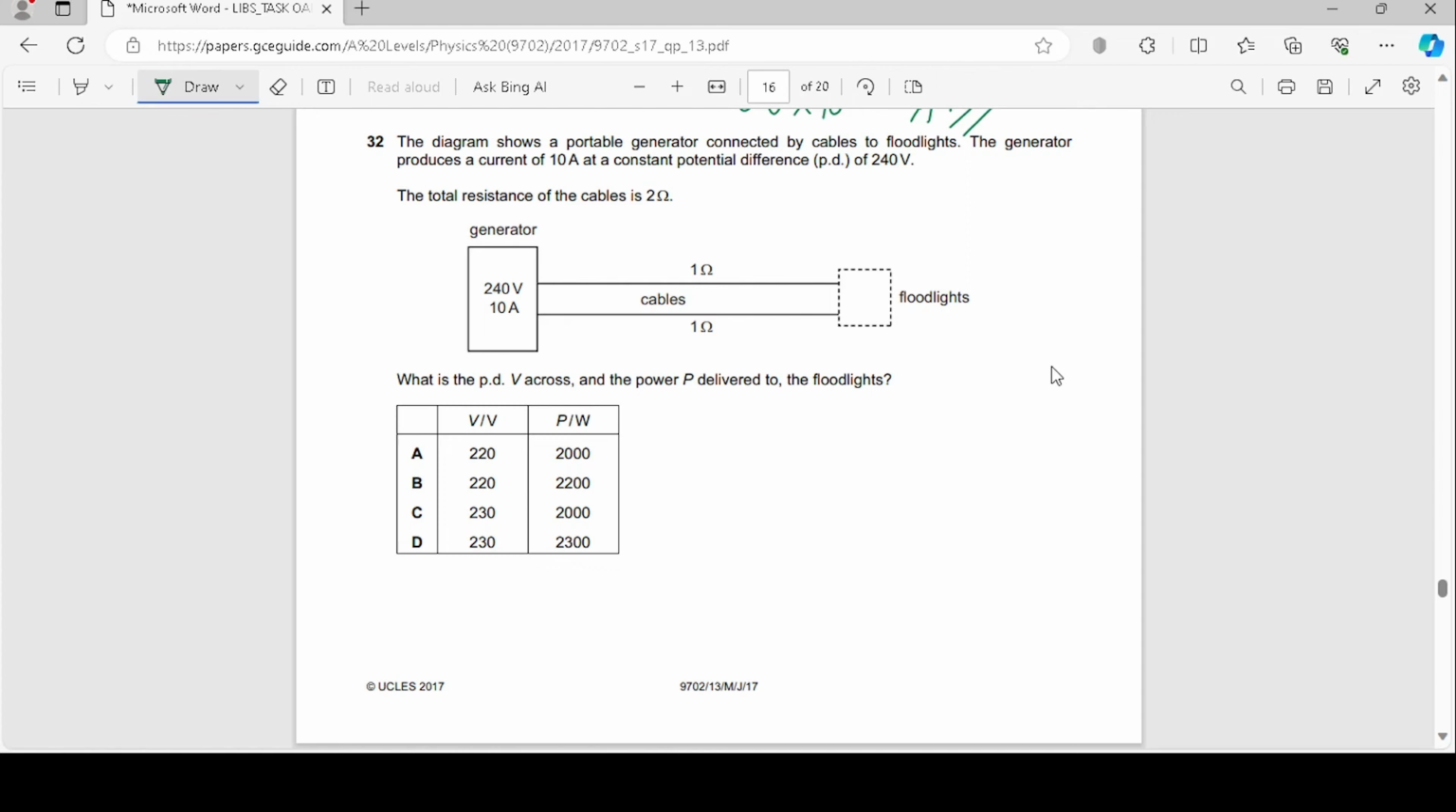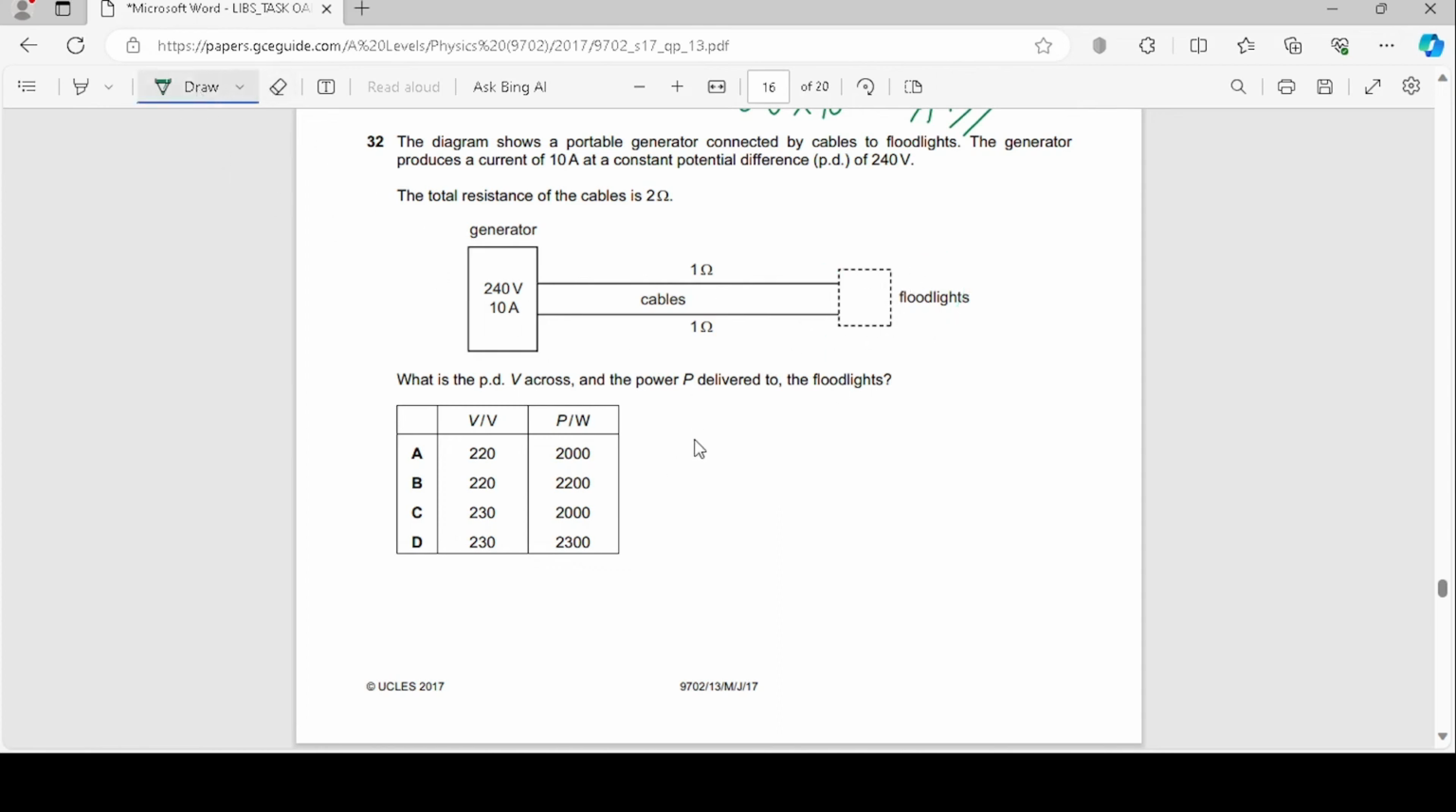So the diagram shows a portable generator connected by cables to floodlights. The generator produces a current of 10 amps at a constant potential difference, PD, of 240 volts. The total resistance of the cables is 2 ohms. So what is the potential difference V across, and the power delivered to, the floodlights?